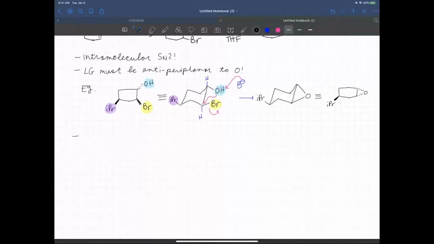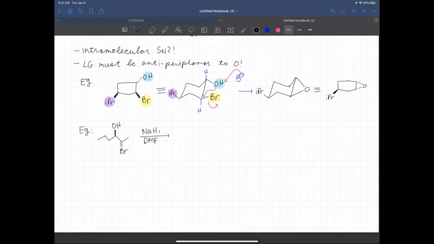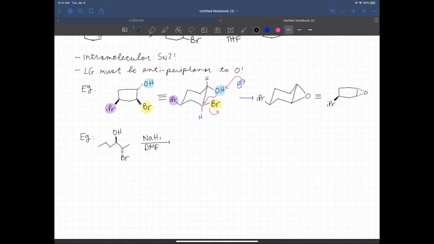Okay, what if you had something linear? Let's try with something linear, such as this here. Okay, and if you use a strong base, such as, well, let's just use NaH and DMF, what kind of product are you going to get? We don't know, right? And how are we able to represent this? Well, here we go again. Take it as a final exam review.